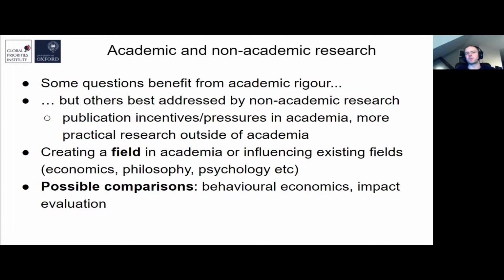My personal view is that global priorities research includes and should include both academic research and non-academic research. GPI was set up to do academic research, so to focus on the former. And the idea is that there are some questions that might be very useful for helping people to do as much good as they can, where those questions benefit from having academic rigor.